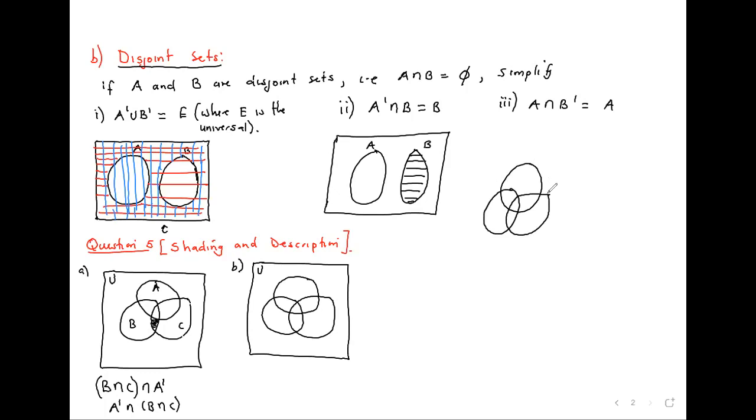Okay. So since this is B, this is C, this is A. If we say B intersection C, then we mean this whole part where B and C are intersecting. If we say union A complement, then we mean we must include these parts here, including the outside of A.